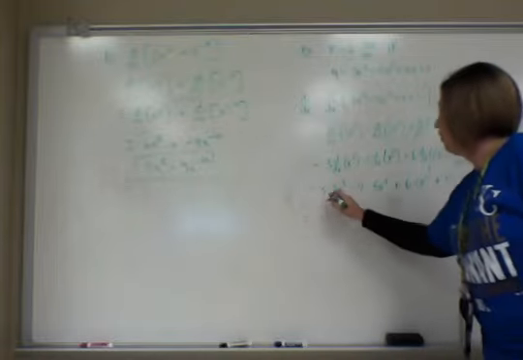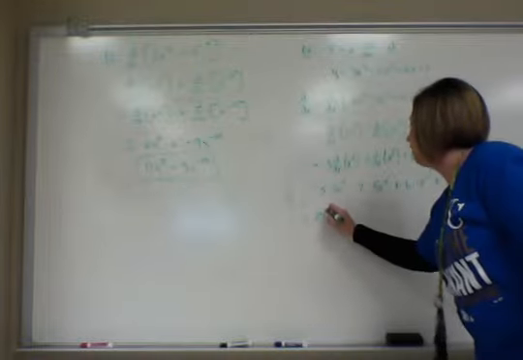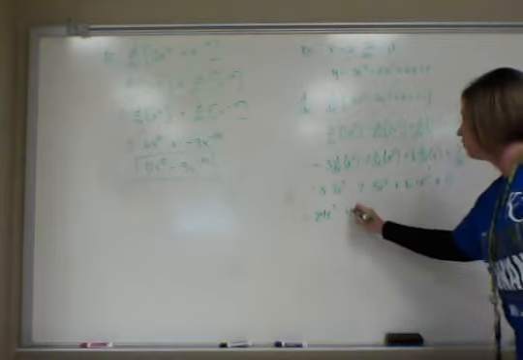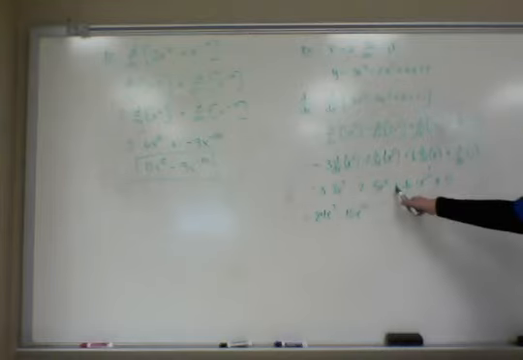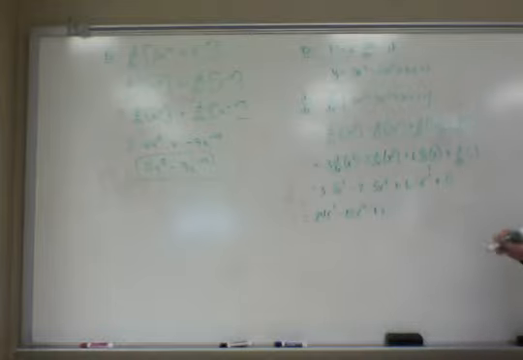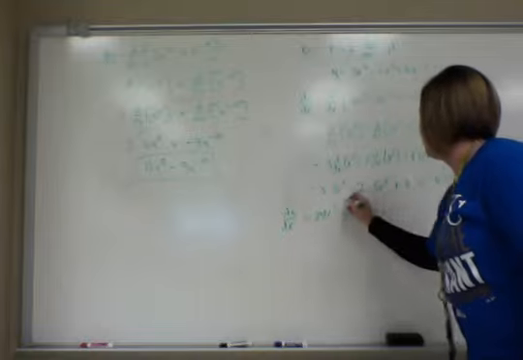So we end up with 3 times 8x to the 7th, which is 24x to the 7th, minus 2 times 5x to the 4th, which is 10x to the 4th, plus 6 times 1, which is plus 6, plus 0, we don't need to write on there, and we have successfully found the derivative.